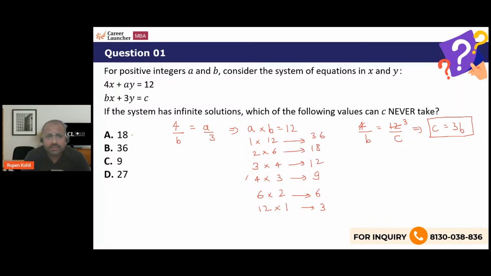18 is possible? Yes. So that's not my answer. 36 is also possible. Yes. That is also not my answer. Therefore, 9 is also possible. So that is also not my answer. So 27 is the answer. 27 is not a possible value of c. So an integer constraint on parameters and then asking something. This is a common style of questions we have seen many times. So working on all the possibilities and then getting to a mark which is not possible.